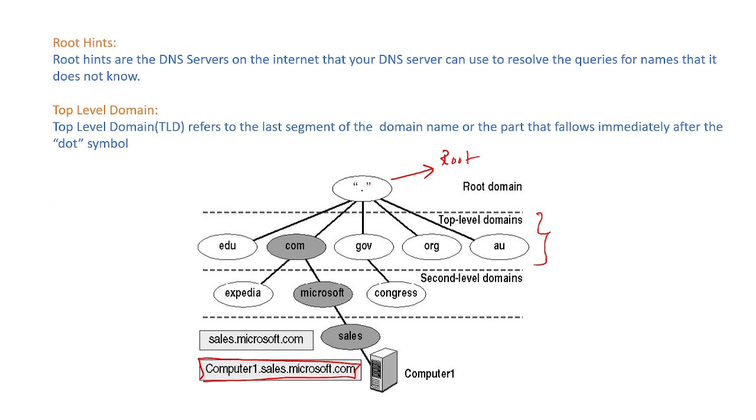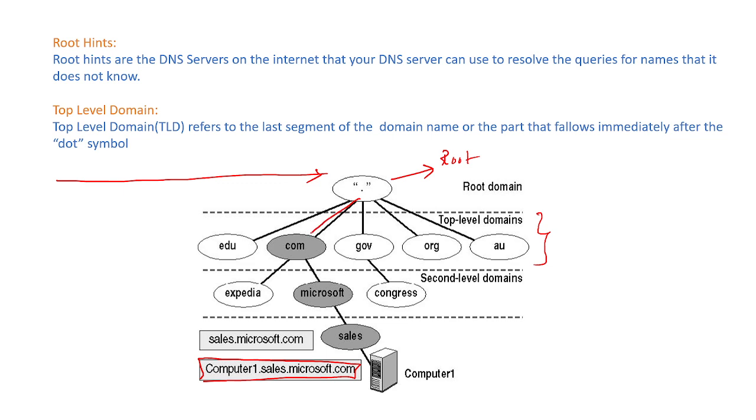As soon as you type computer1.sales.microsoft.com, it will go and ask, I know a person called dot. Hey dot, do you know a person called computer1.sales.microsoft.com? This dot will tell, I don't know who is computer1.sales.microsoft, but I have a person called com. Can you please check with him?